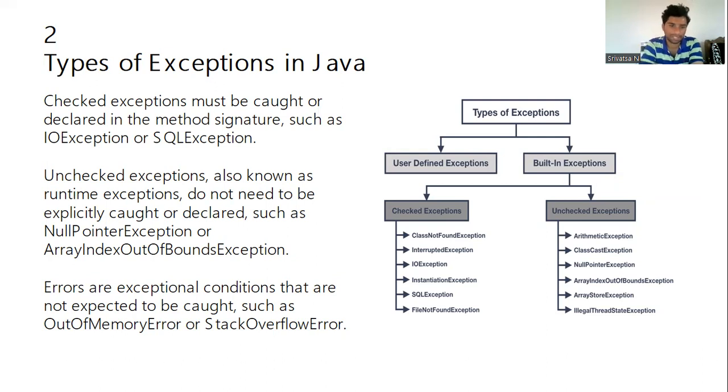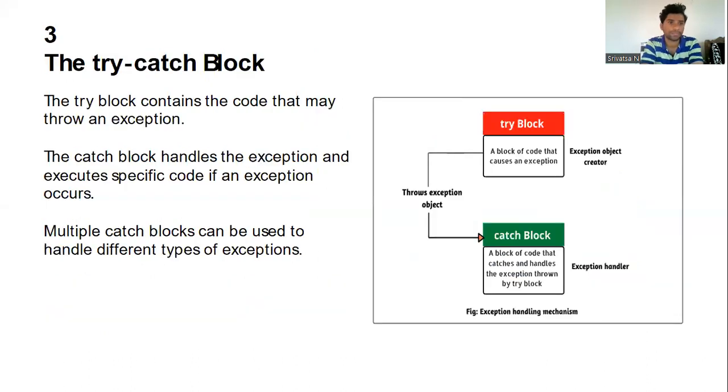Errors are exceptional conditions that are not expected to be caught, such as out of memory error or stack overflow error. The try-catch block: you try something in the block of code. If that does not work, it throws an exception which the catch block catches.